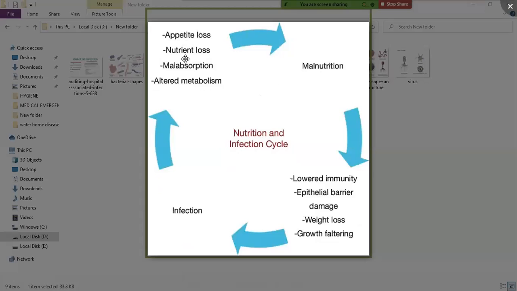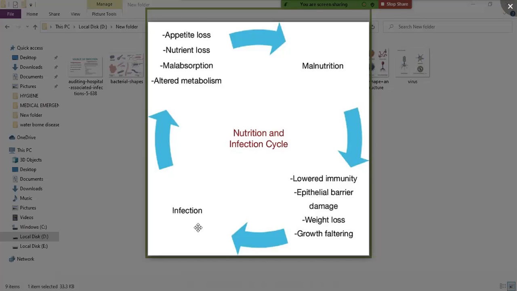Appetite loss, nutrient loss, malabsorption, altered metabolism: what will happen? It will lead to malnutrition. With malnutrition, lowered immunity, your immunity level will go down. Then there will be epithelial barrier damage. Epithelial means in your skin there will be some kind of damage. Then there will be weight loss. Then there will be growth faltering. Growth faltering means your growth level will decrease.